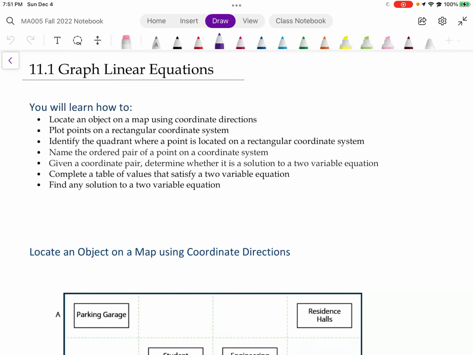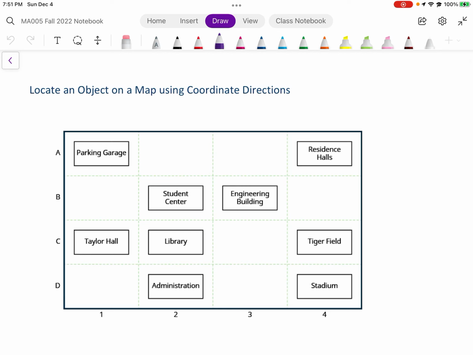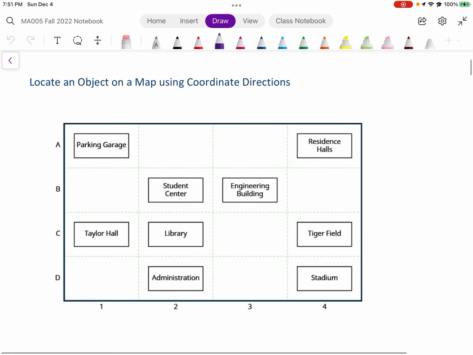I'm going to talk about graphing linear equations today. And we're going to start by locating an object on a map using coordinate directions, which is the same idea as what we do when we graph a point on an XY axis. So this is where we're starting because it's something a little more familiar.